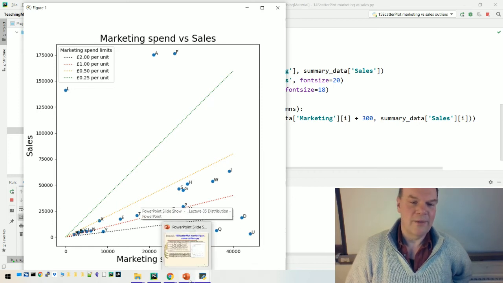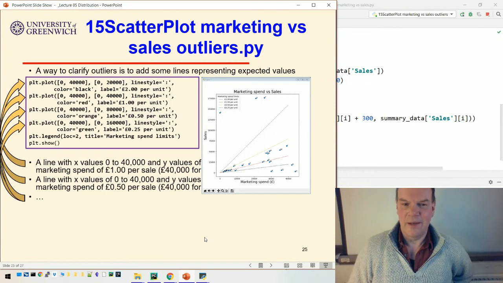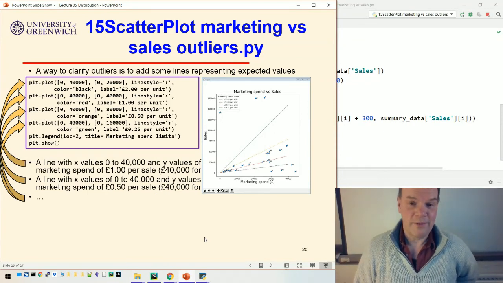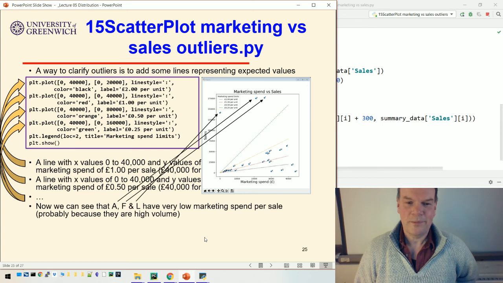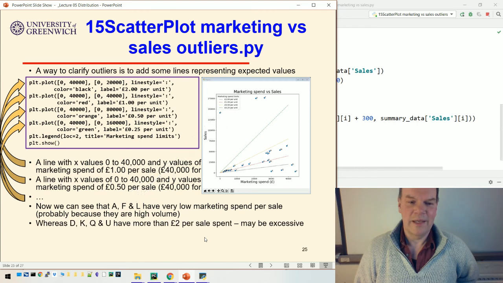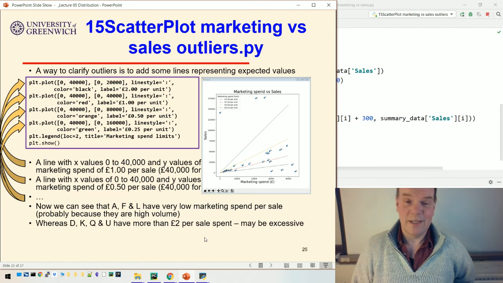So we don't know because we haven't looked at the data, but is that a good idea for our data? Might be something to handle with the business analysts, but we may be able to get a bit more information out of our data sets next week. So I'll leave that with you, but we'll look at that in a bit more detail next week. Okay, there's my conclusion. AF and L have very low marketing, but DK, Q and U have more than £2 per sale spent. Might be excessive. So those ones down the bottom there.